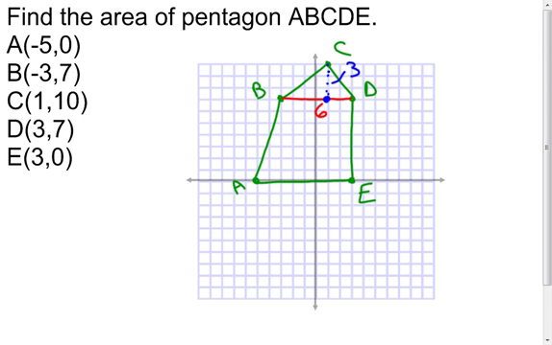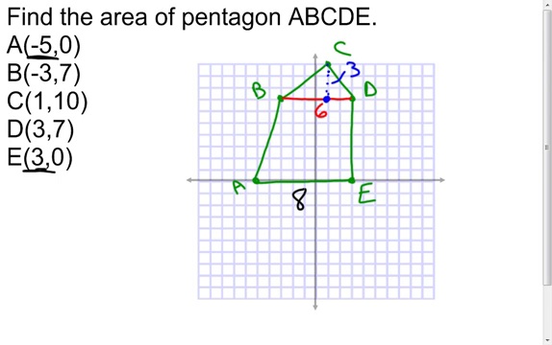So then it's just a matter of, well, how far is it between the x values? So how far is it between 3 and -5? Well, if I take 3, subtract -5, I get 8. So now I have the length of two bases. All I need is the height of the trapezoid.